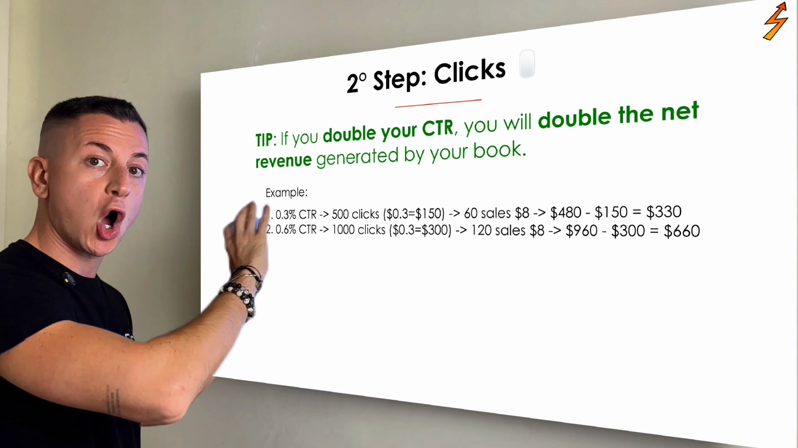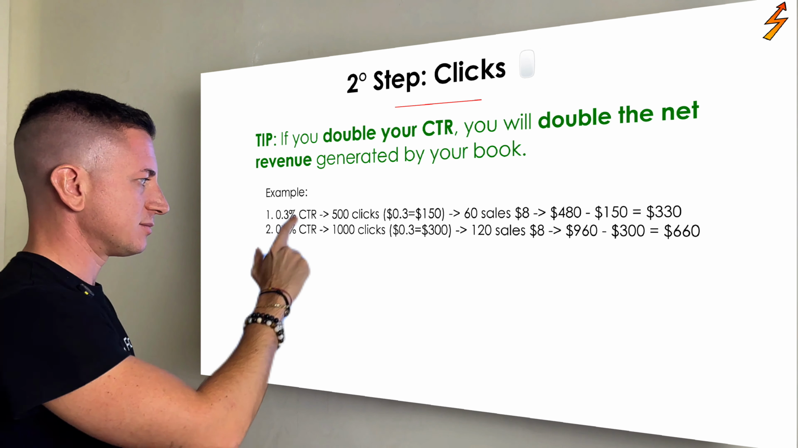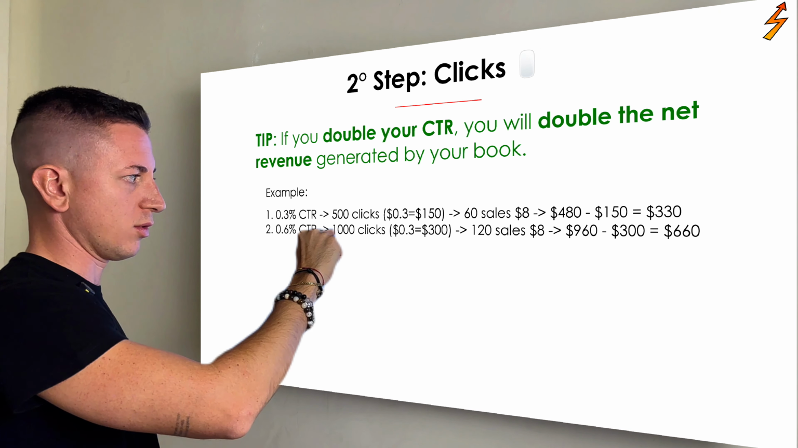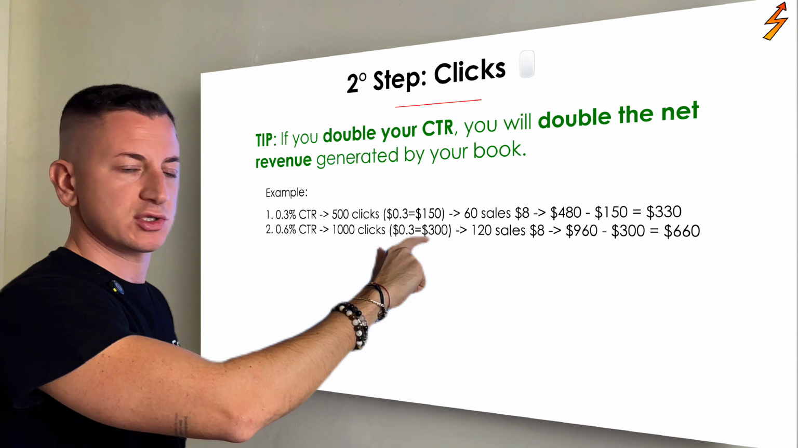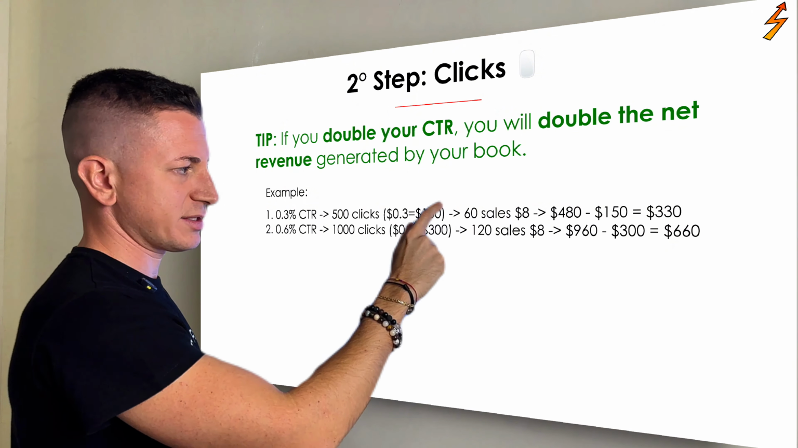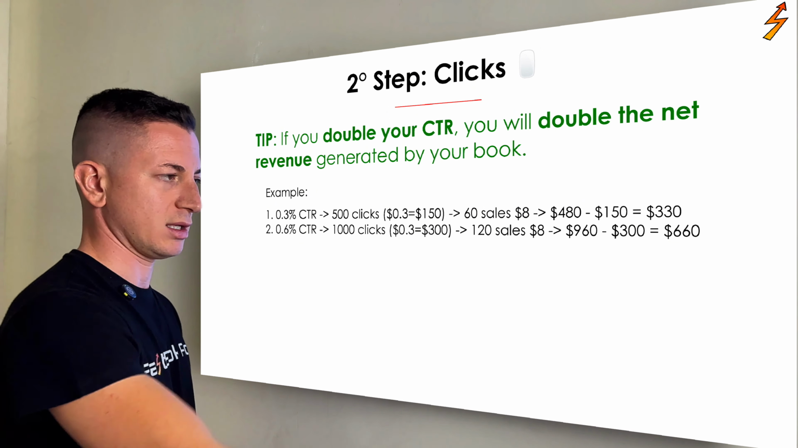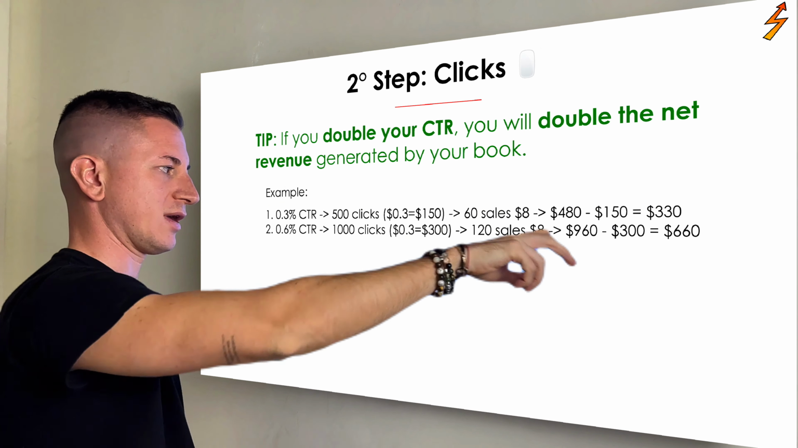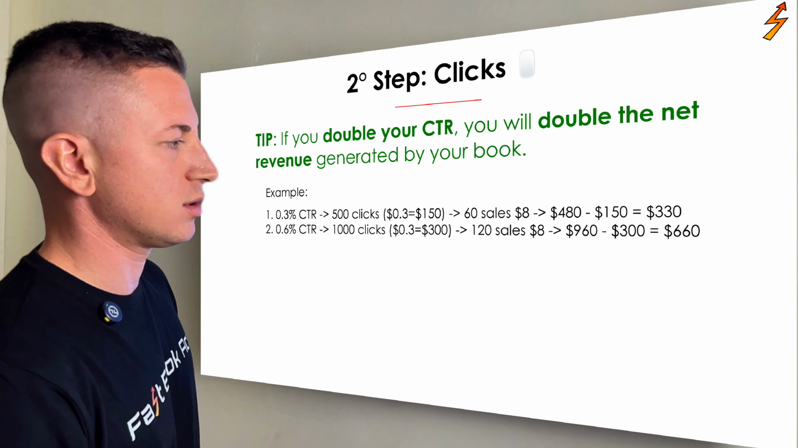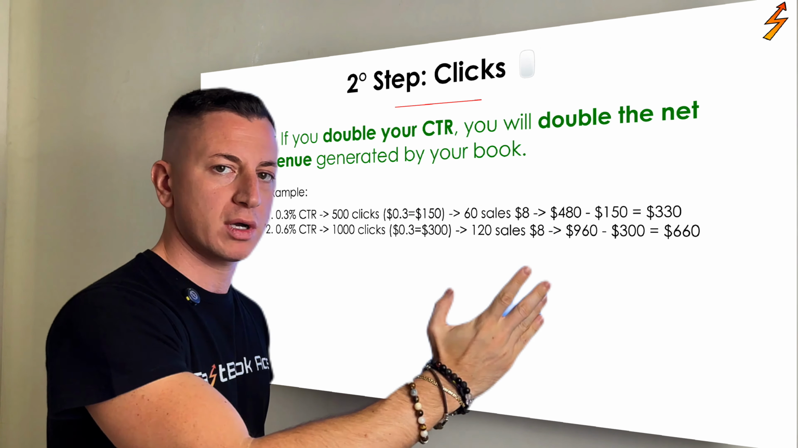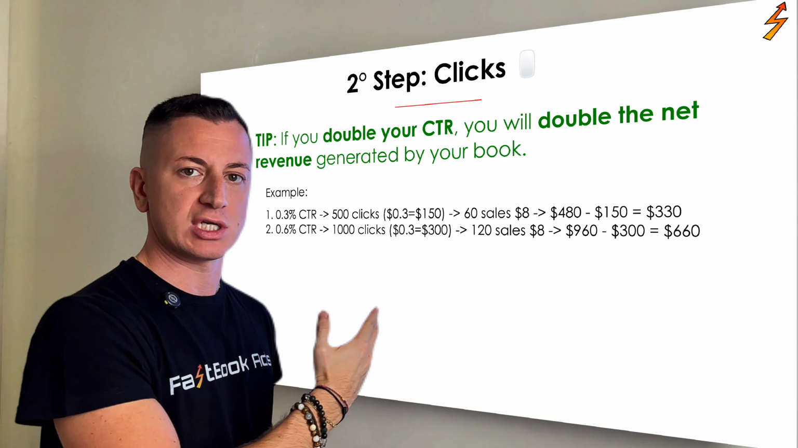If we change only, for example, our cover, and we double our CTR, we will make 1,000 clicks. Obviously, we will double our ad spend too, but we will generate 120 sales, which means $960. And if we subtract the $300 of ad spend, we will generate $660. So it's like publishing another book without putting in effort and time to produce it, only by changing our cover.